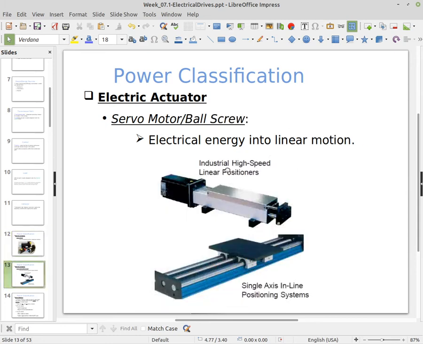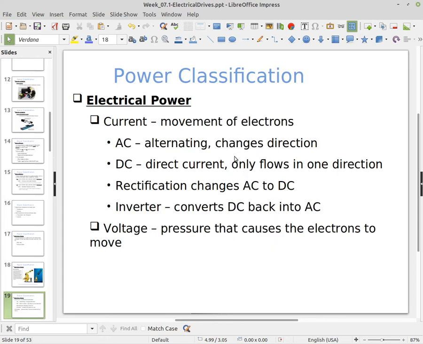Another method, of course, would be linear motion. So we can take that electrical energy into linear motion. They have been working for many years on linear motors, but a lot of times this linear motion is actually created by using a rotational servo motor to drive a ball and screw type application.